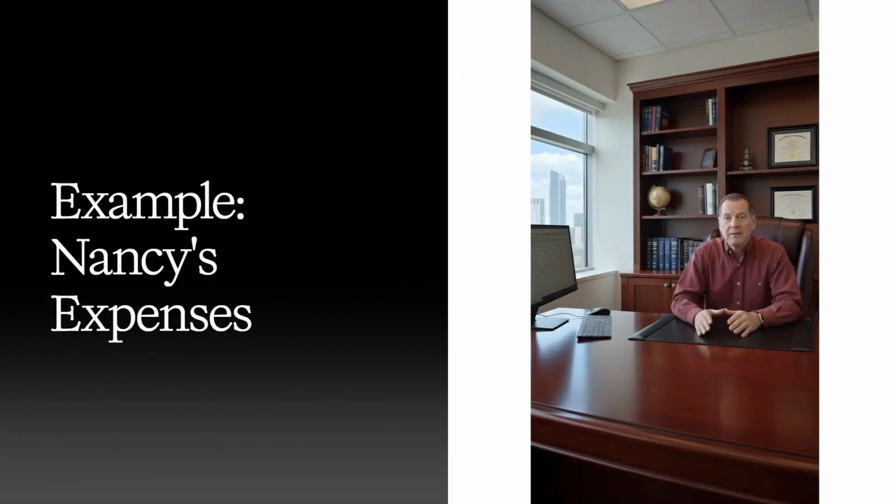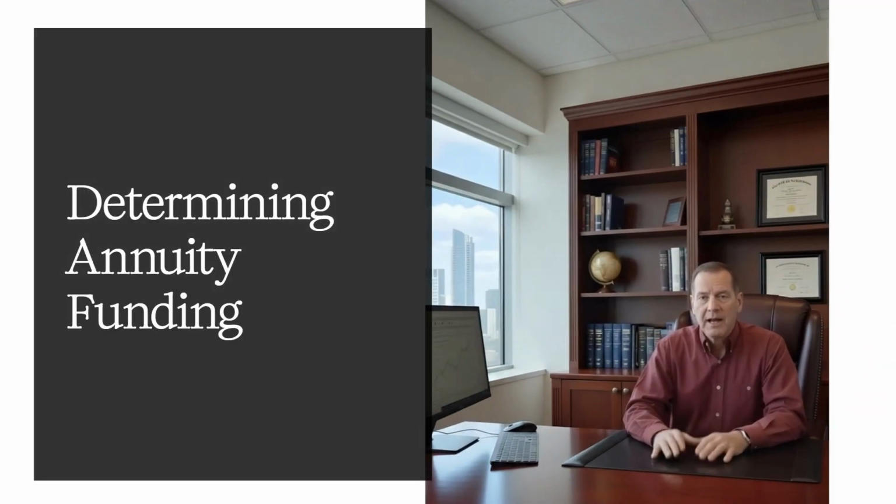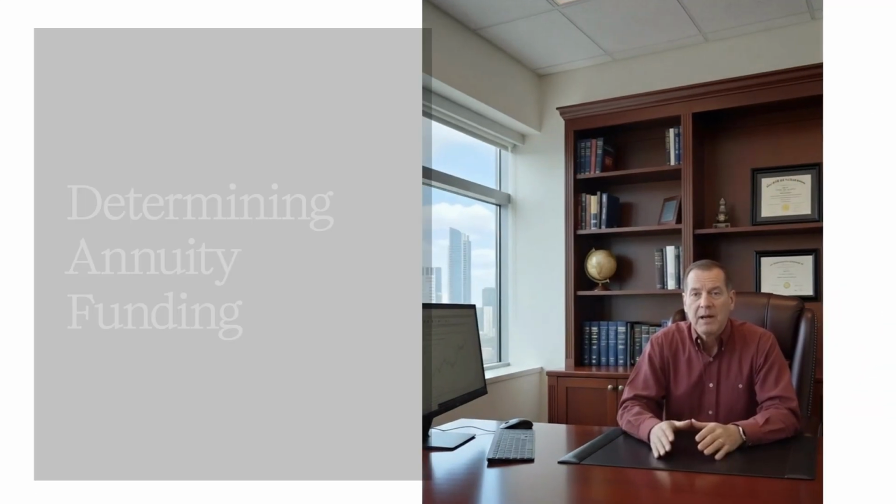Here is an example. Nancy's essential expenses totaled $6,500 per month. Her guaranteed income sources totaled $3,900 per month. Therefore, her gap was $2,600 per month. We then needed to determine how much we need to put into an annuity to guarantee $2,600 per month without market risk. So now that you know you need $2,600 per month in guaranteed income, you need to figure out how to fund your annuity to guarantee that amount.